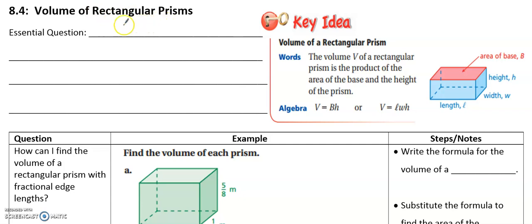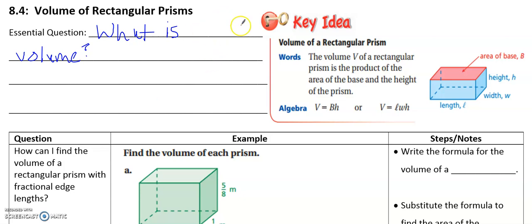Volume of rectangular prisms. Here's the question you want to be able to answer at the end of this. What is volume? And we're going to go over that so many times, but you really want to be able to answer that question by the end of this, especially to differentiate it from area and from perimeter.